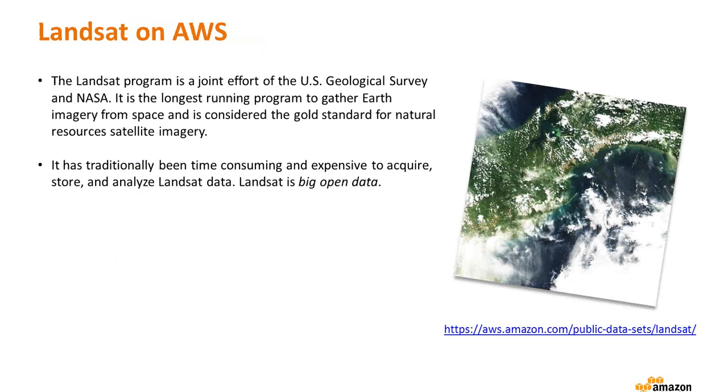Landsat on AWS. The Landsat program, for those who aren't familiar, is a joint effort between USGS and NASA. It's the longest running program to gather Earth imagery from space and considered really the gold standard for natural resources satellite imagery. The Landsat program actually collects imagery from the entire Earth's surface every 16 days. So in 16 days or less, you're going to see a fresh picture of any particular part of the Earth. And it has an archive going back several decades. So it's a really, really rich and powerful data source.